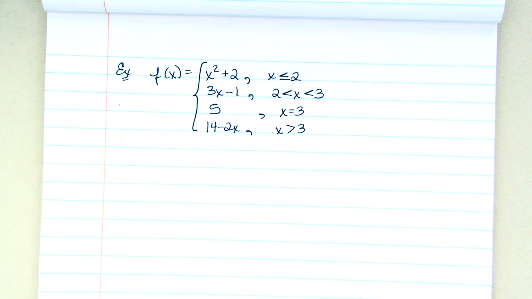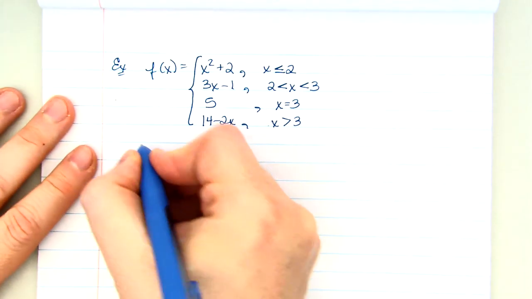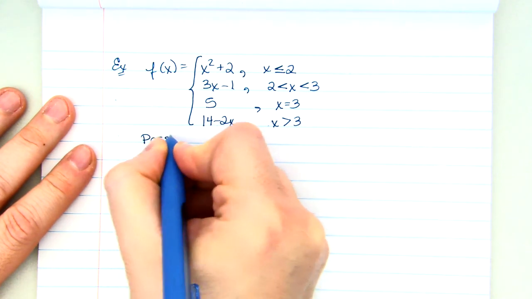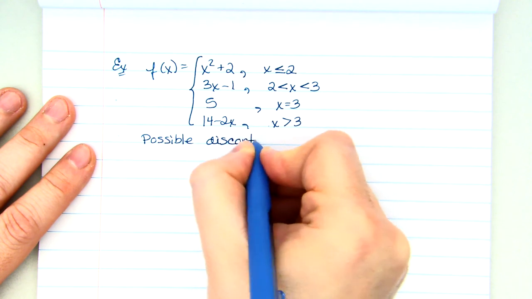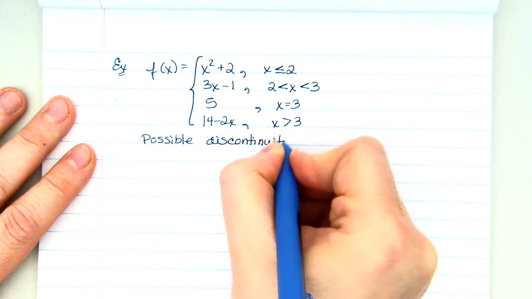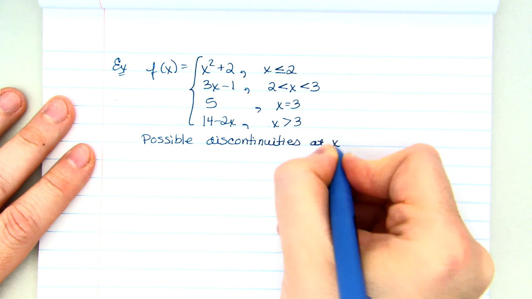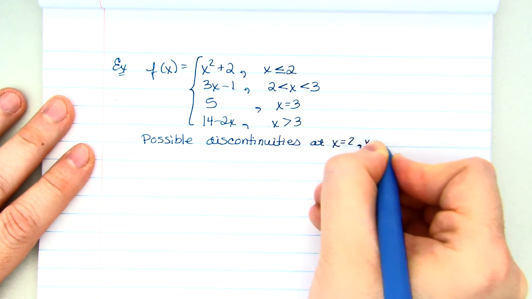Can you very quickly tell me where we could be discontinuous? Don't think super hard. 2 and 3. You see that? Go do your checks at x equals 2 and x equals 3. Do your limit from the left, the limit from the right, the value there, and then reach a conclusion. Right now, though, I'm just going to say possible discontinuities at x equals 2 and x equals 3.